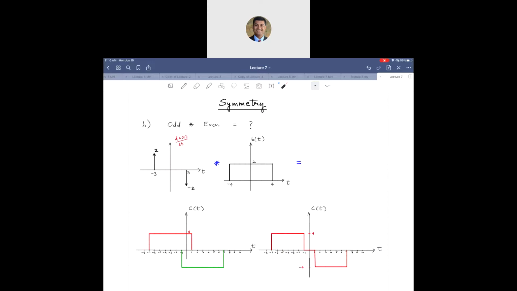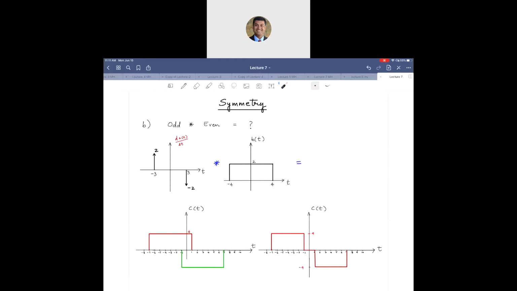So finding the derivative of A of t will be 2 pointing up. So that's the weight of the impulse is 2 at time -3. And the weight of the impulse is -2 at time 3. So that's the derivative of A of t. And as you can see, it is going to be an odd function because it is symmetric about the origin.